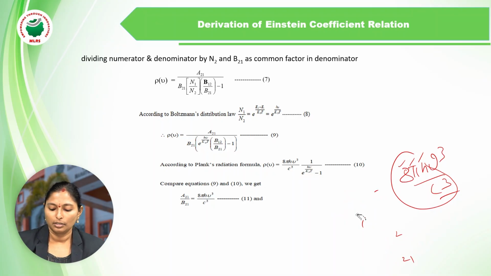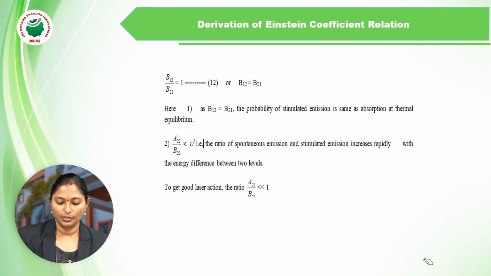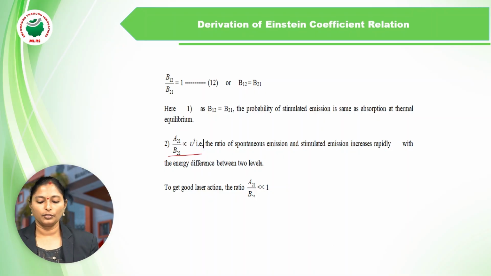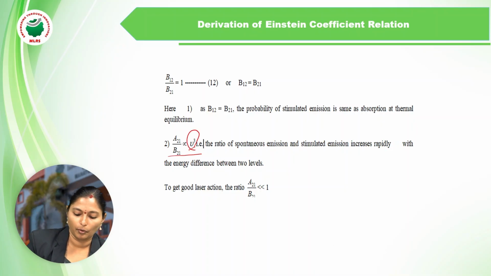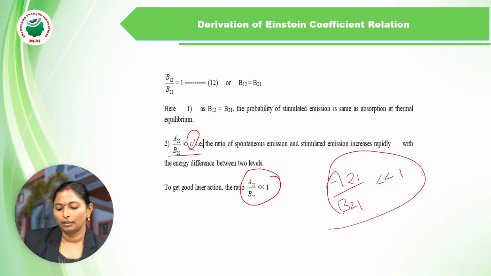So, let us see the conclusion. A21 by B21 is proportional to nu cube. That means the rate of spontaneous emission and the stimulated emission rate depend upon the frequency. Now, to get a good lasing action, because for lasers we need a very nice laser action, what is the condition? If A21 by B21 is less than 1, then only we will get good lasing.